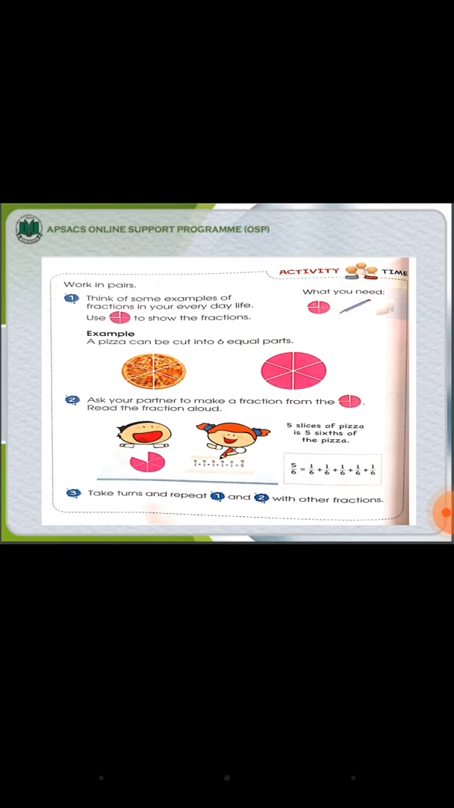Similarly, question number 2 is ask your partner to make a fraction from the pizza and read the fraction aloud. 5 slices of pizza is 5/6 of pizza, like 1 by 6, 1 by 6, 1 by 6, 1 by 6 and 1 by 6. And this is equal to 5 by 6. Why this is 5 by 6? Because we take out the one part from the 6 pieces.